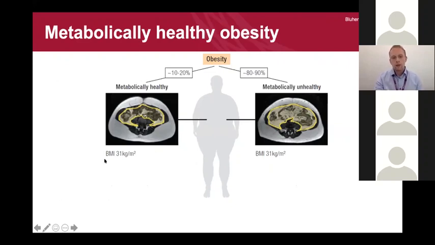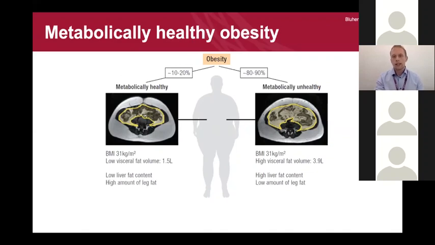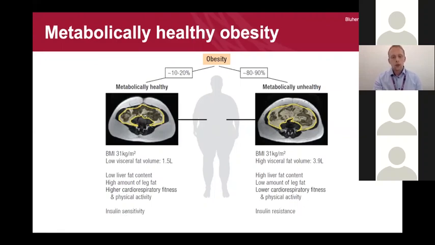So these two individuals have the same BMI in that obesity category, but on the left we have an individual who's metabolically healthy, and on the right an individual who's metabolically unhealthy. And what we see is that the metabolically healthy individual has a lower visceral fat volume, so that more harmful fat. And this is also associated with higher amounts of the more protective leg fat, which I mentioned before. And this is also associated with higher fitness levels and physical activity levels. And this is something we'll be focusing on today. They also tend to be more insulin sensitive, have normal amounts of inflammation, and also more normal adipose tissue functioning.